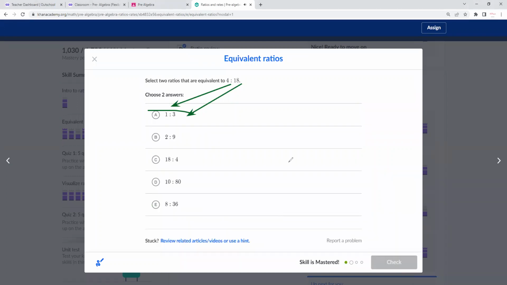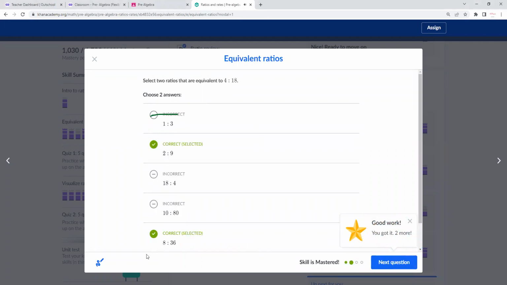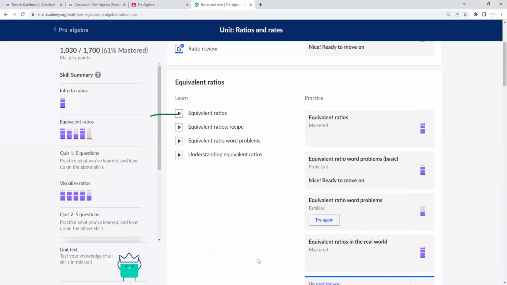So when you're doing equivalent ratios, remember, you want to be able to multiply both of them by the same number, like times 2 or times 3. You can even divide them by the same number. For example, here, you can divide both of them by 4. No, you actually can't. 4 divided by 4 is 1. 18 divided by 4 doesn't work. 4 divided by 2 is 2. 18 divided by 2 is 9. So that one works. And none of these work except this last one, because 4 times 2 is 8 and 18 times 2 is 36.